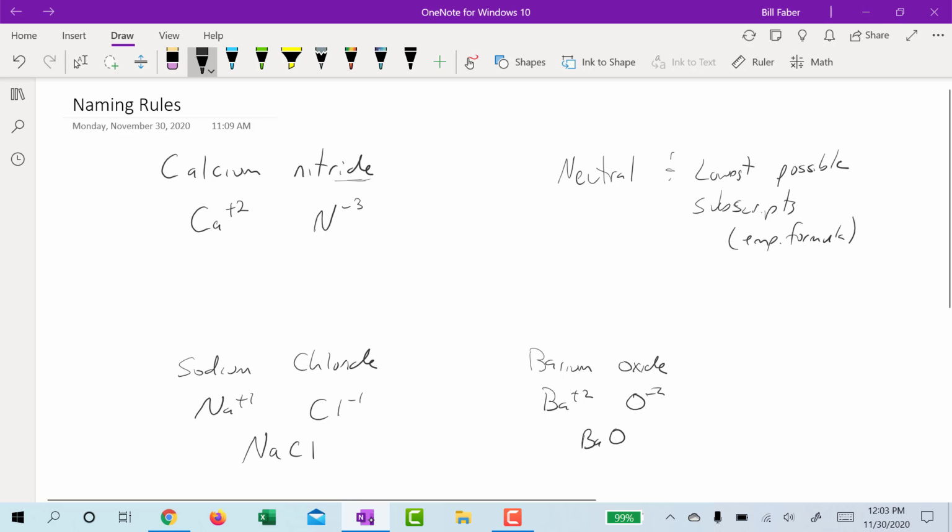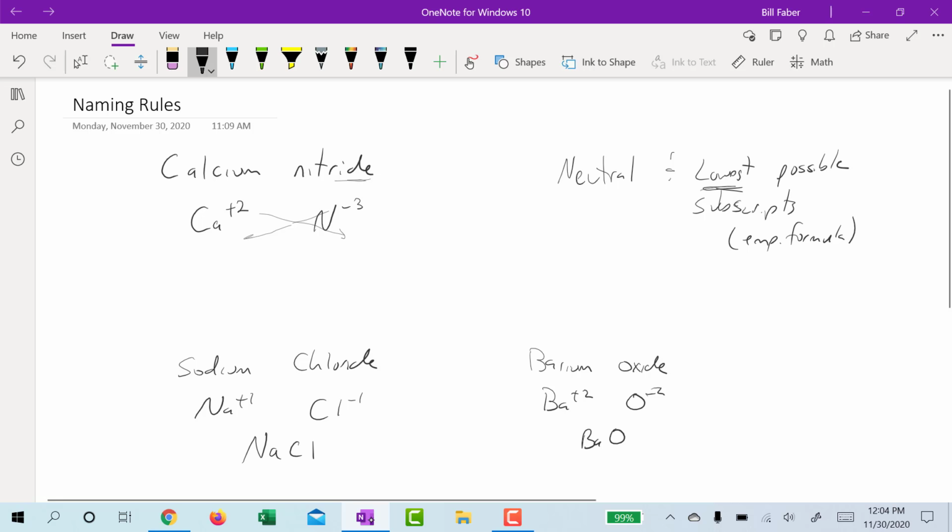But these don't. So one way people oftentimes do that is they crisscross the charges down. They bring the 3 down to here and the 2 down to here. And that works most of the time. It would work here. It wouldn't work for the barium oxide because you would have 2 and 2, and that's not the lowest subscript. So you just squeeze them together.